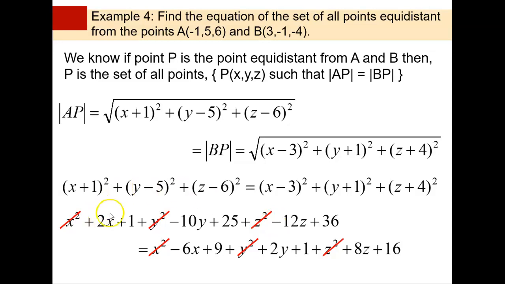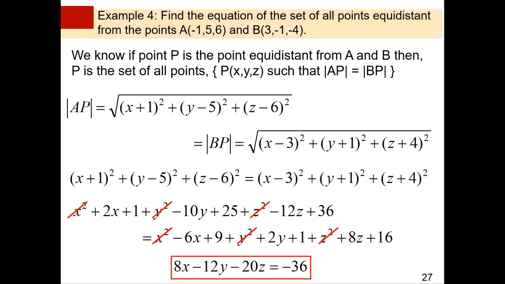Now let's combine like terms. We have a 2x and a -6x. So when I bring this to the other side, I'll have a positive 8x. When I have a -10 and I'm going to bring over the 2, that will bring me a -12y. And I have a -12z, and then when I bring the 8z to the other side of the equation, I'll get a -20z. Now let's bring all the numbers to the other side. So the 1, the 25, and the 36 I'll bring to the other side and combine like terms, and I get this. I get 8x minus 12y minus 20z is equal to 36.